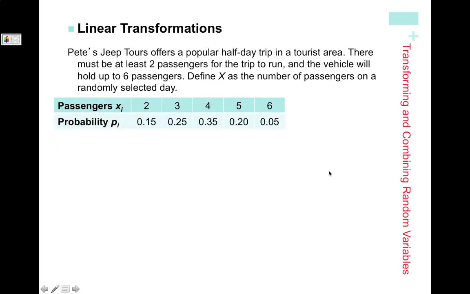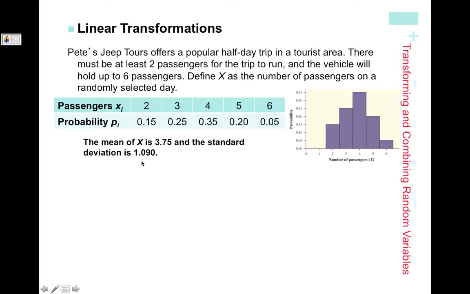So let's look at a guy named Pete. He's giving tours; there must be 2 passengers to run the trip, and the vehicle will hold up to 6. We collect data and we find that this is our probability distribution. The probability that he has 2 passengers on any given half-day trip is 0.15, and so on. Here's a histogram showing this probability distribution. And notice this is discrete. We have discrete values for our random variable.